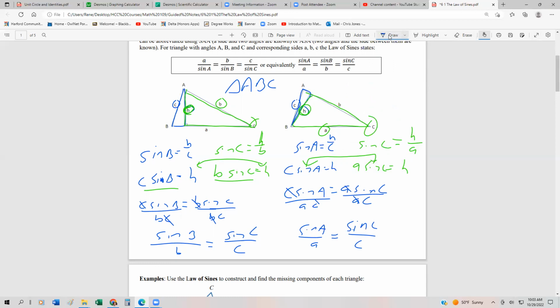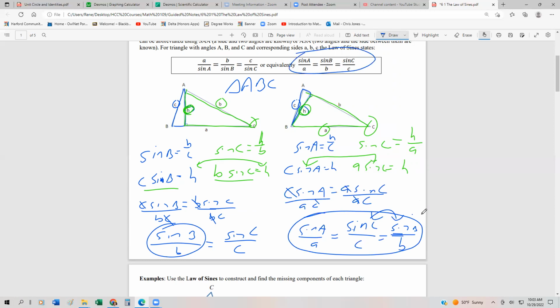That would be the same thing as sine of B divided by B. Not sure what happened here, it just decided to go away. But there we go. And this is precisely the law of sines if I were to just flip those two around, by transitivity that's valid. So that's how we can prove the law of sines. It's actually pretty easy for us to prove what the law of sines is.